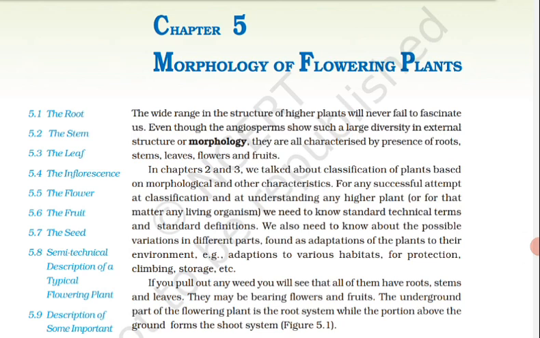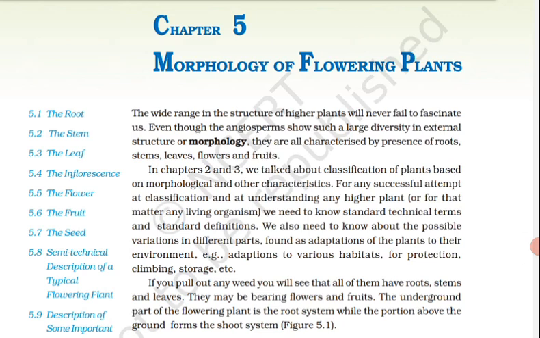If you pull out any weed, you will see that all of them have root, stem and leaves. They may be bearing flowers and fruits. The underground part of the flowering plant is the root system, while the portion above the ground forms the shoot system.